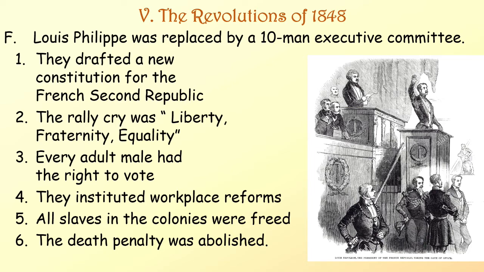Now, that might sound weird because we learned that the first French Republic had abolished slavery in 1794, and that was true, but it was also limited. In fact, by 1802, they had reestablished slavery in all their colonies except Saint-Domingue, which had gained its independence. So from 1802 to 1848, France had slavery in all of its colonies. And finally, the death penalty was abolished in 1848.